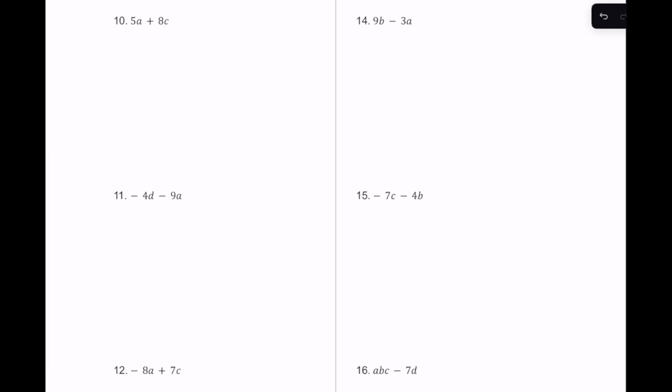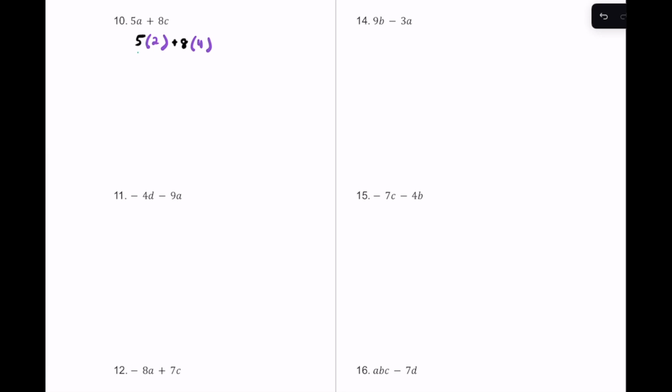For number 10, we have 5a plus 8c. So this is going to be 5 multiplied by a. Now remember, a is equal to positive 2. So it's 5 times 2. Plus we have 8 multiplied by c. And c is equal to positive 4. So this one's nice because everything's positive.